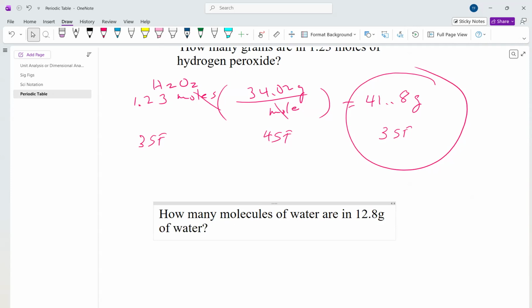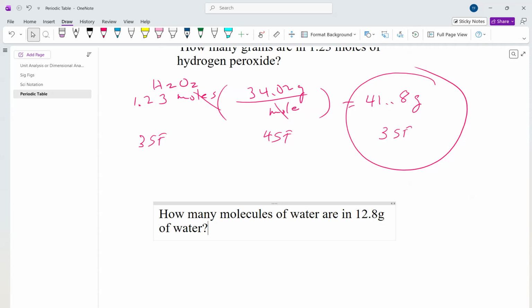Okay, how many molecules of water are in 12.8 grams of water? Now, remember I told you, if in doubt, convert to the base unit. Like if we're talking about milligrams, convert milligrams to grams. If we're talking about kilograms, convert to grams. That's the base unit. The base unit from now till the end of the semester is mole. If in doubt, convert to mole. So if it's not a one-stepper, convert to mole.